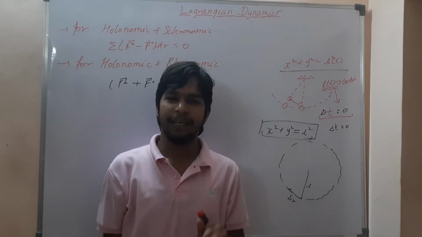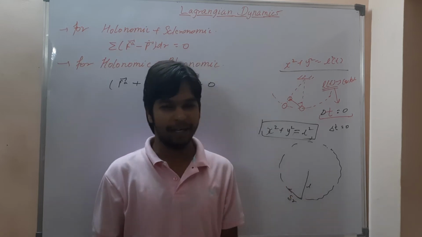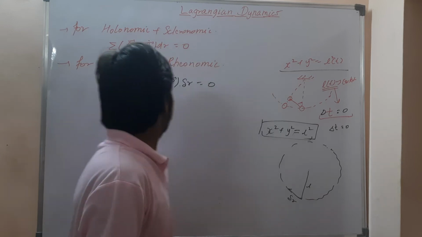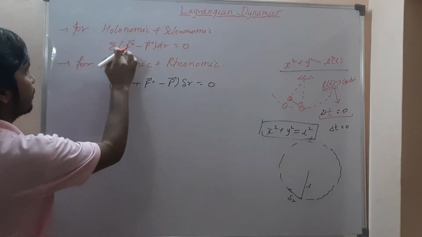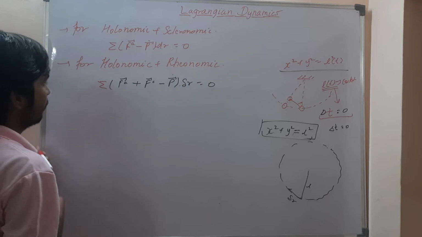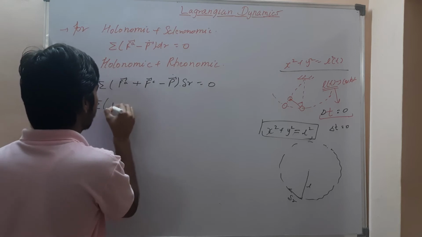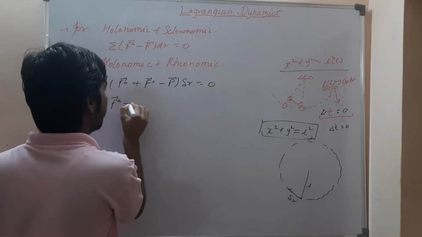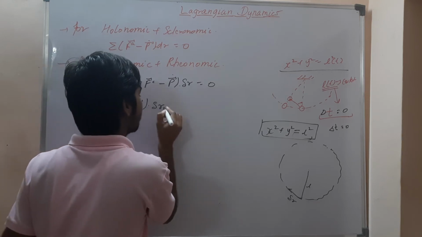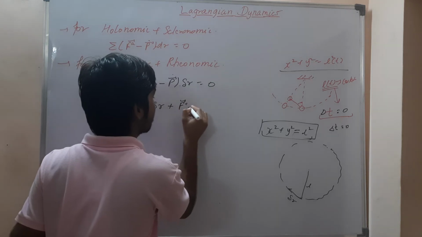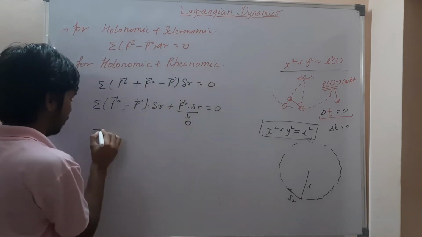If the angle is 90 degrees, then both are perpendicular. Because force and displacement are at 90 degrees, the work done will be 0. So this term will get cancelled, and if I take the sigma here and again do sigma, it will be like this: applied force minus m a, dot del R, plus force of constraint dot del R, equal to 0. The force of constraint is at a 90 degree angle, so it will go to 0.